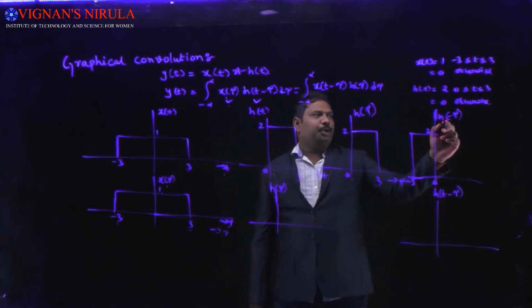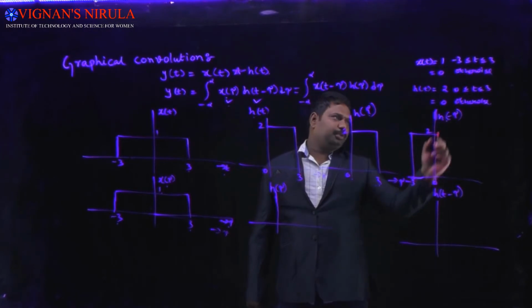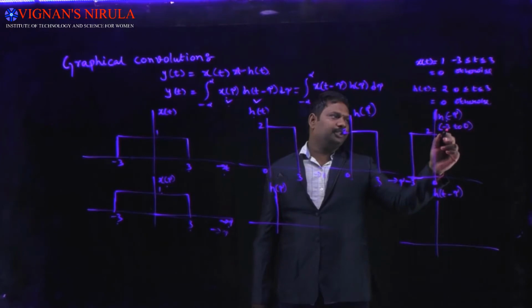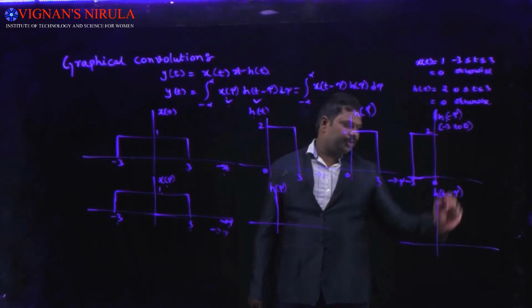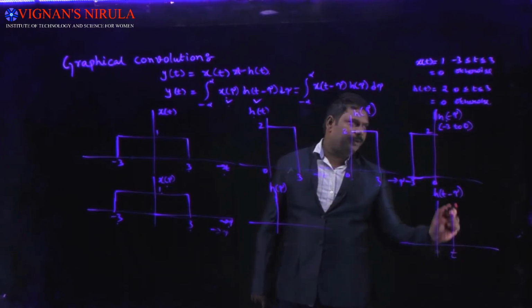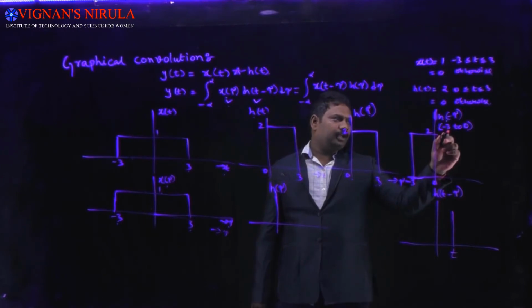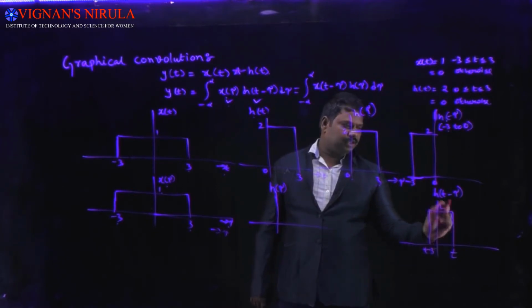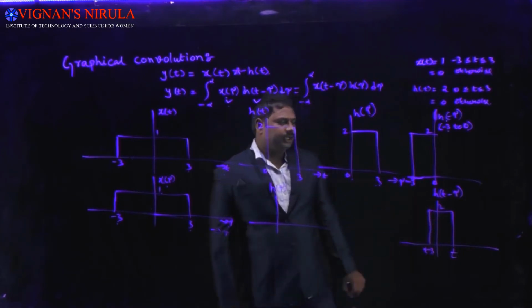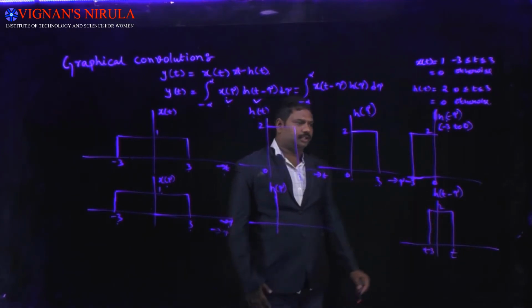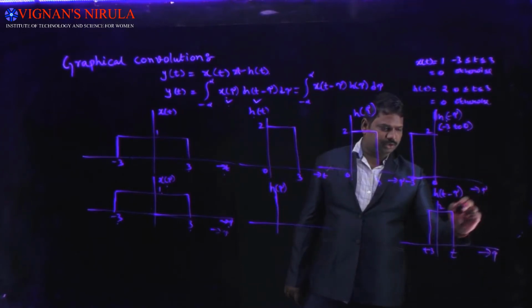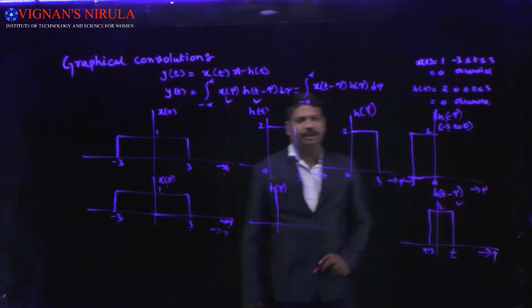Simply add t units to h of minus tau. As it is defined from minus 3 to 0, add the t units. That 0 will be added with the t units, so it will go to the point t. And minus 3 will be added to the t units, so it will go to t minus 3. Therefore, the graph appears like this: between t minus 3 and t, its amplitude is 2. This is also with respect to tau. This is the graph for h of t minus tau.